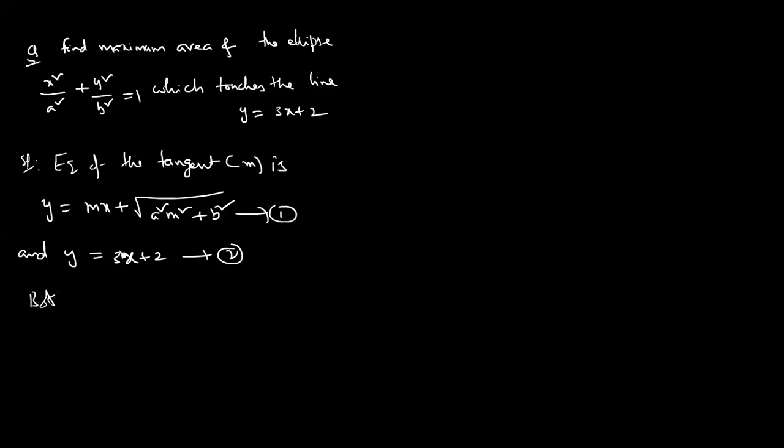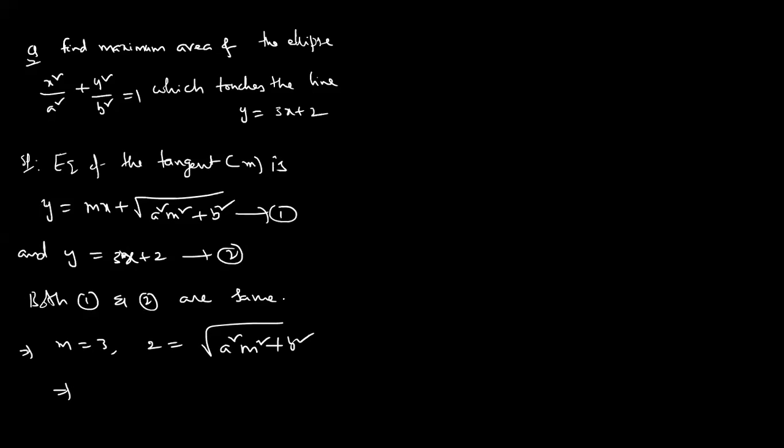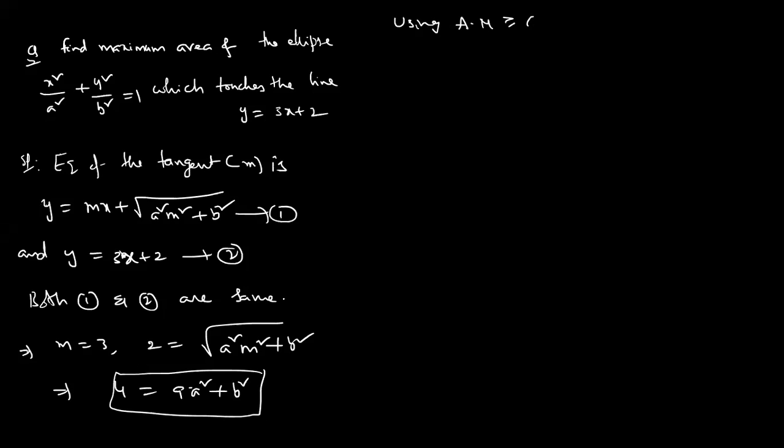So both 1 and 2 are the same. Then what you can say? m is 3 and 2 is equal to root over a square m square plus b square. Now put m is equal to 3. After that, squaring on both sides, 4 is equal to 9a square plus b square. Fine. So how to solve this one? Here, both are positive cases. So what I'm doing, using AM is greater than or equal to GM.